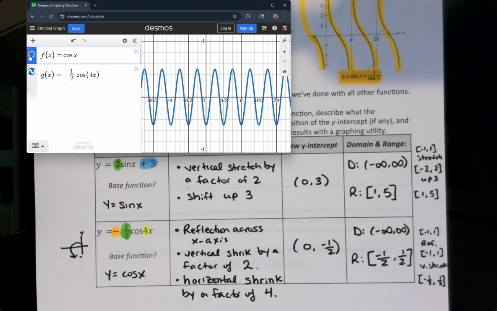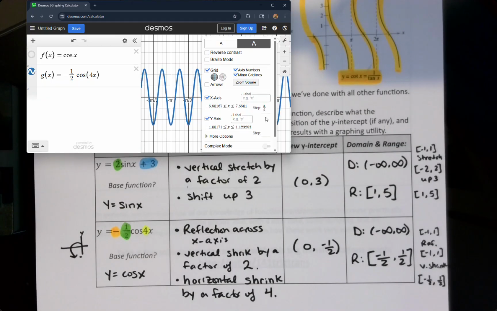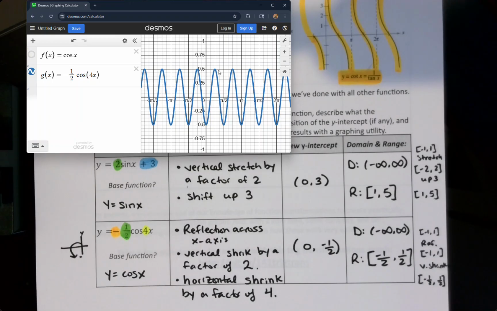Okay. Also, just to confirm, domain sure is all real numbers, and the top and bottoms are at -1/2 and +1/2. So if we were to adjust this step scale and make it by, let's just do 1/4, see if that works. There we go. So we can see that 1/2 is the top of the range and -1/2 is the bottom of the range, as we were suggesting. Okay. Y-intercept also we said was going to be at 0, -1/2, matches up with our graph here as well. So we're able to confirm all of our work here on the graph.